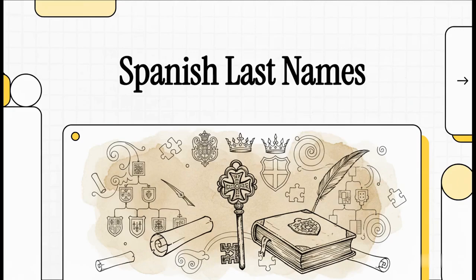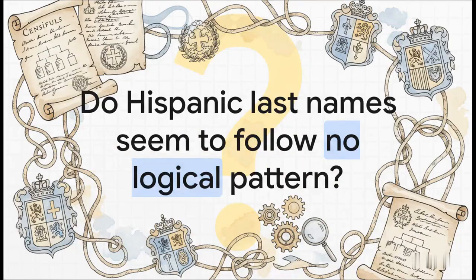All right, let's talk about something that can drive any family historian absolutely nuts: Spanish last names. Today, we're going to unravel this puzzle and make sense of what can seem like a totally confusing system. You know that feeling, right? You're staring at a family tree, maybe a census record, and you're scratching your head because the names don't seem to connect. Well, I'm here to tell you, you're not alone. It's a super common hurdle, and we're about to clear it.